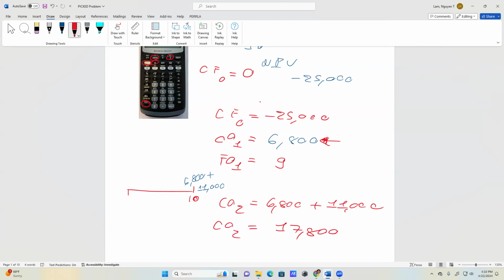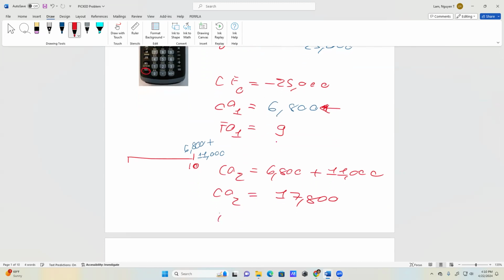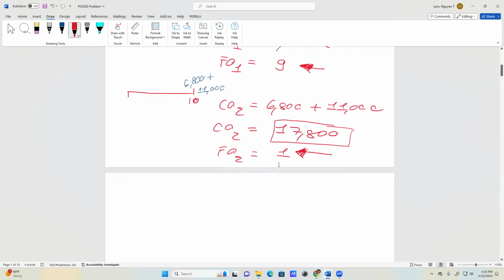You're going to hit enter, down. Right now, where it says F02, you only put 1 because it only happened one time, right? Up here, the 6,800 happened 9 periods, and this value 17,800 only happened 1 time at the end. So we're going to hit enter, down arrow, and then finally you're going to hit compute.